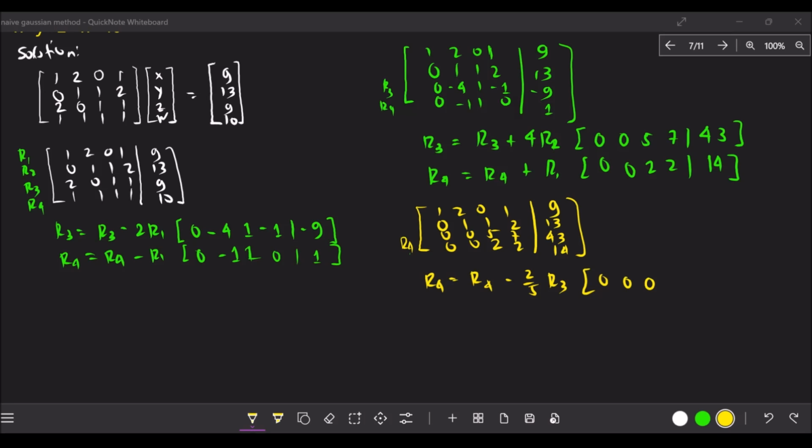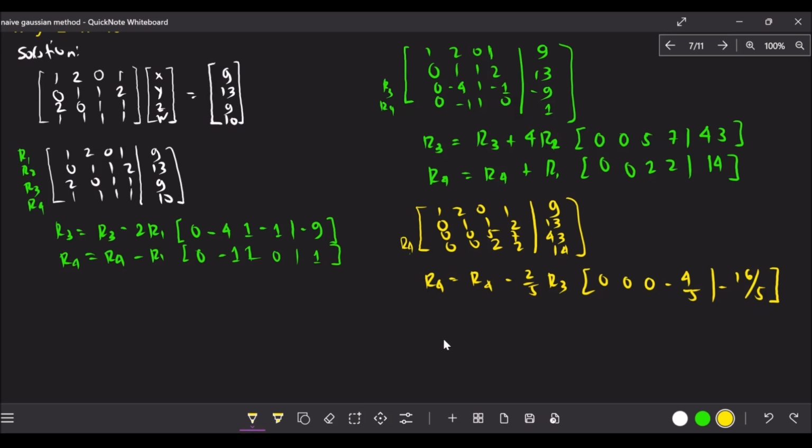So we just have our calculator. So we have 2 minus 14 over 5. Okay. So that is negative 4 over 5 for our constant. So we have 14 minus 43 times 2 over 5. Okay, so we have negative 16 over 5.